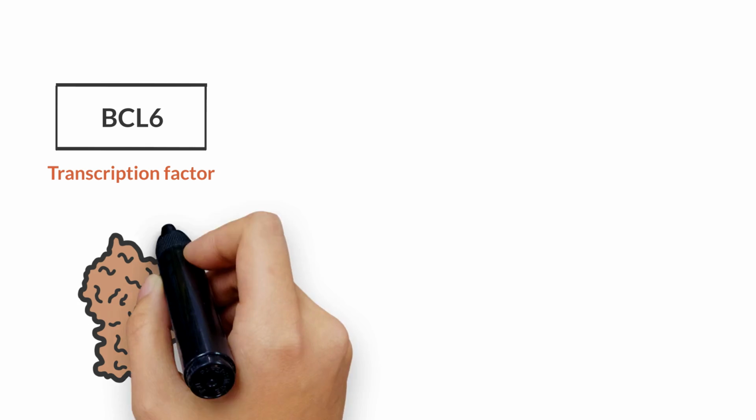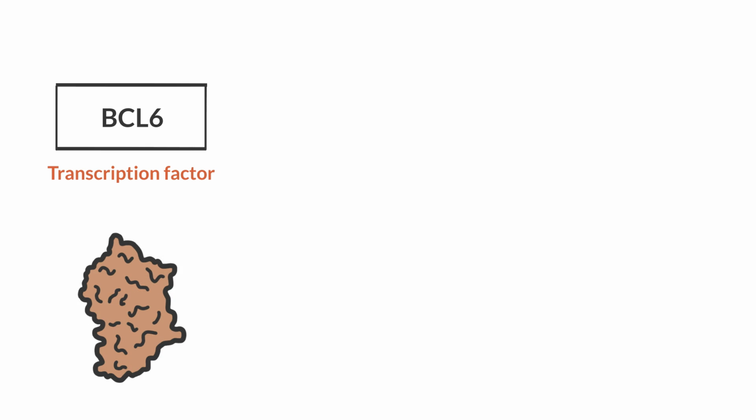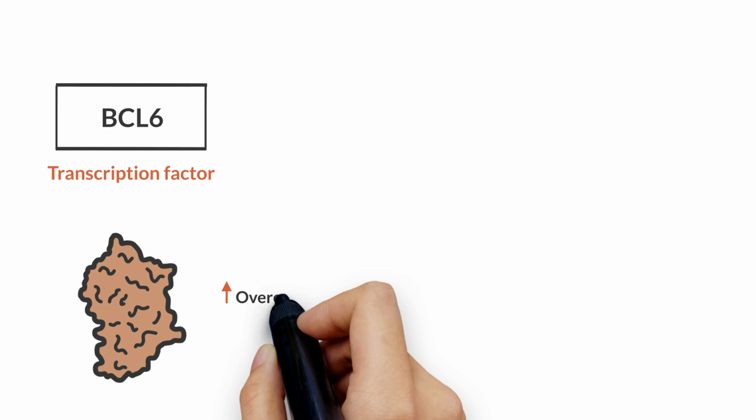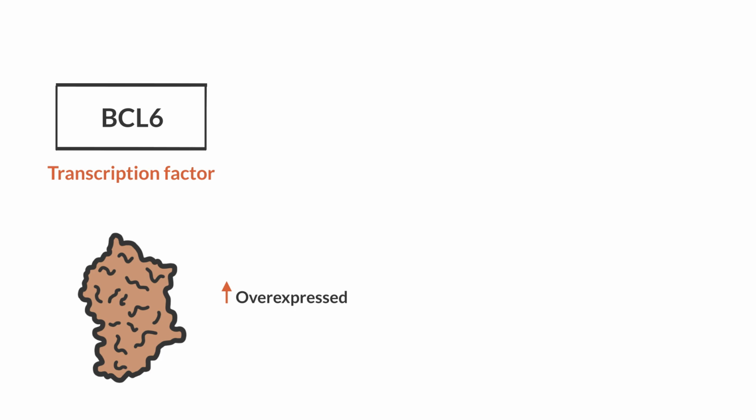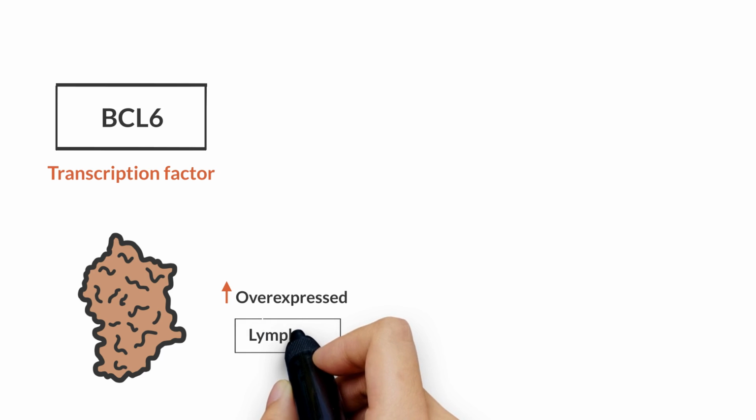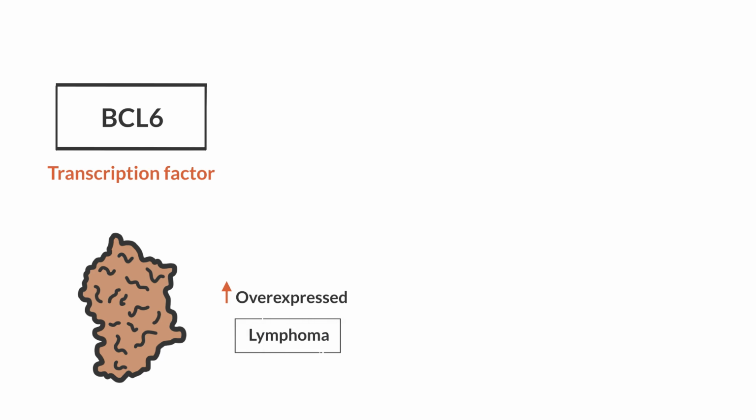BCL6 is a master transcription factor important for blood cell differentiation. Homodimerization of BCL6 yields an active complex that regulates its transcriptional targets. However, if BCL6 is overexpressed in certain blood cells, it can lead to the development of a type of cancer called lymphoma. Turning off BCL6 in these cells could lead to the regression of the disease.